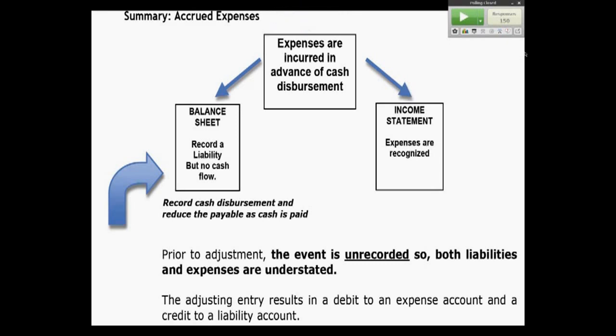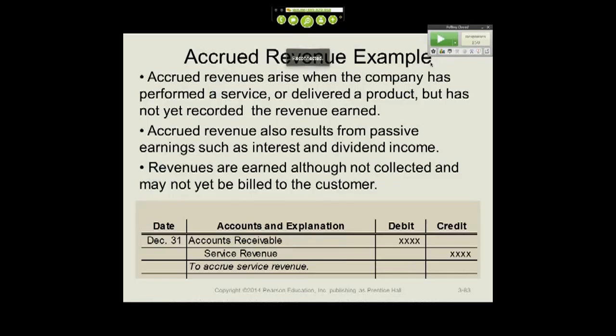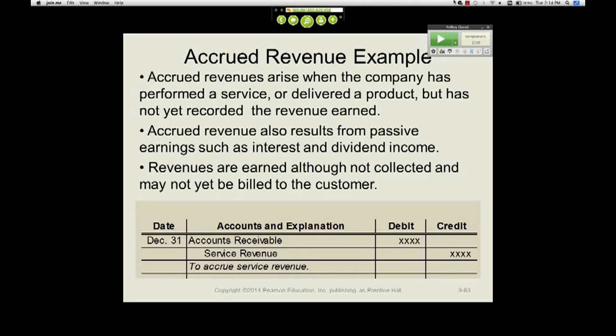And again, prior to the adjustment, the event is unrecorded so that you have both liabilities and expenses understated, and of course you debit the expense and credit the liability account. Okay. Now, one more example, and that is an accrued revenue. So accrued revenues, these are also, I think, a lot easier, but let's go to the definition.